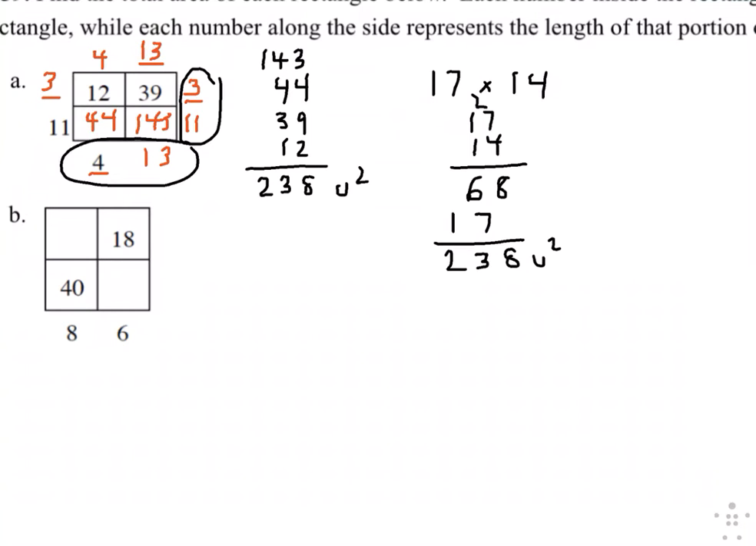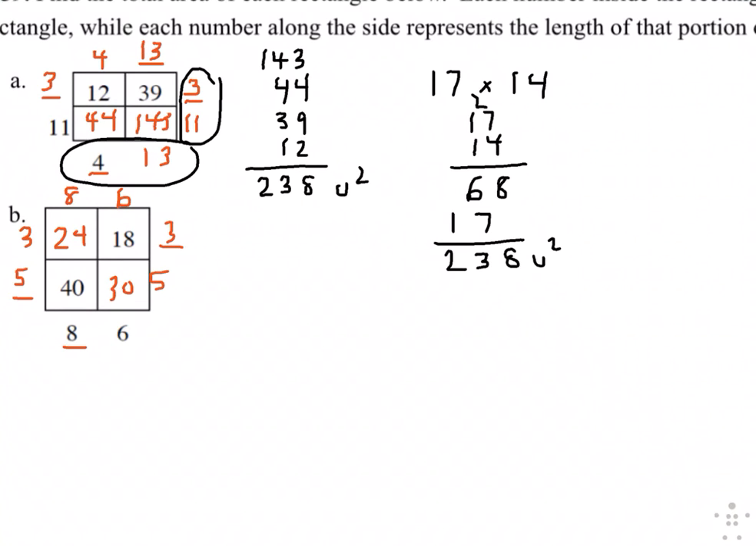Okay, so let's do B. So we have 8 down here. Let's change color. 8 times something over here is 40, so this is 5. Now we have 5 times 6. This must be 30. The 8's up top, and the 6 is up top. So 6 times something over here is 18, so this is 3. So now 3 times 8 is 24.